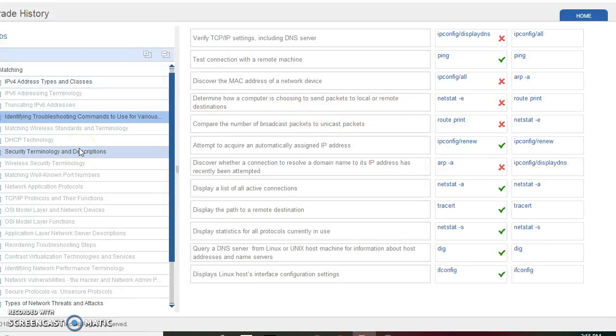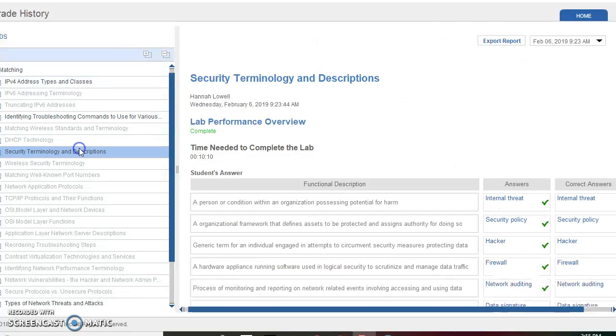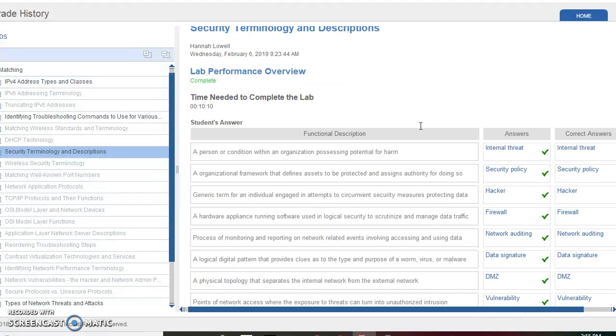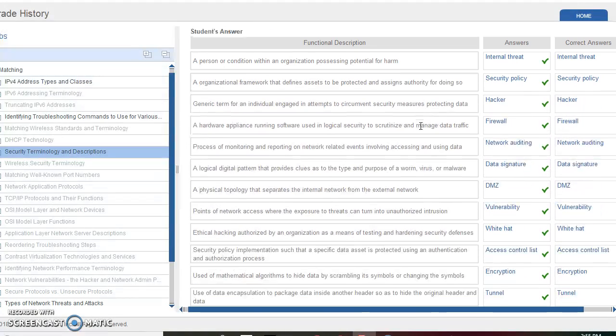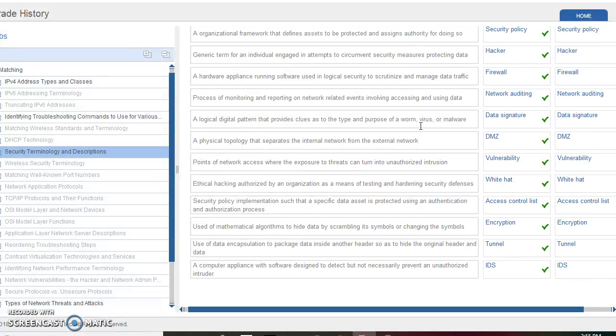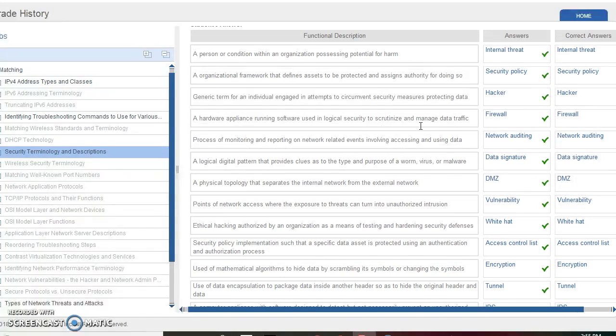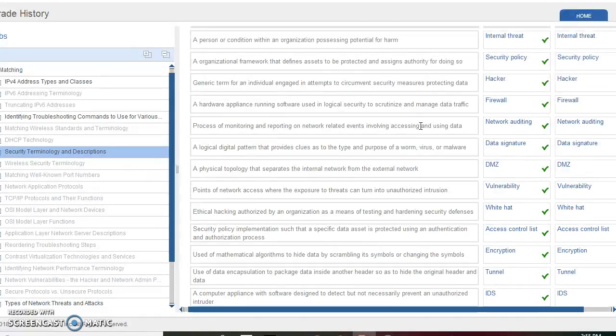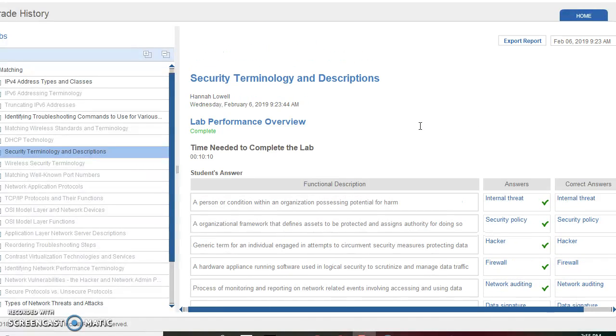The next lab we have is security terminology descriptions. This one, I found, was easier to research and understand, particularly since a lot of the terms I'd heard before, such as firewall, hackers, vulnerability, the white hat role, encryption, and so forth. And these descriptions review the layers of defense in networking.